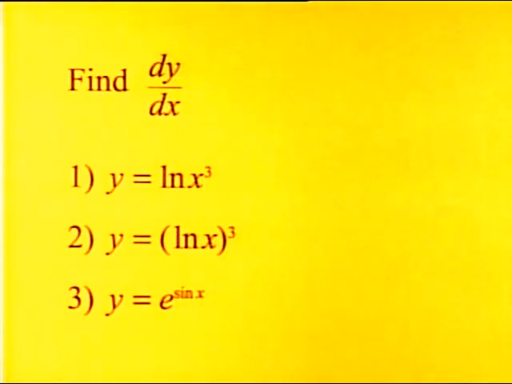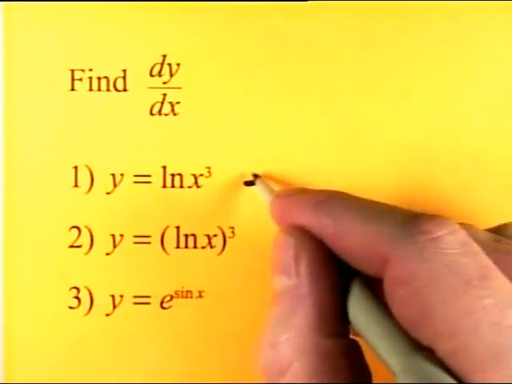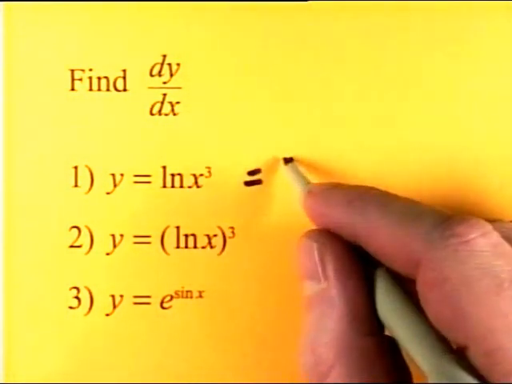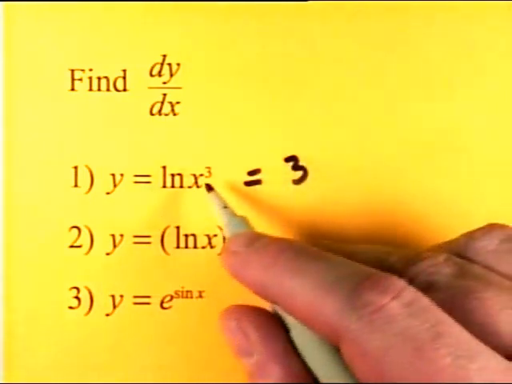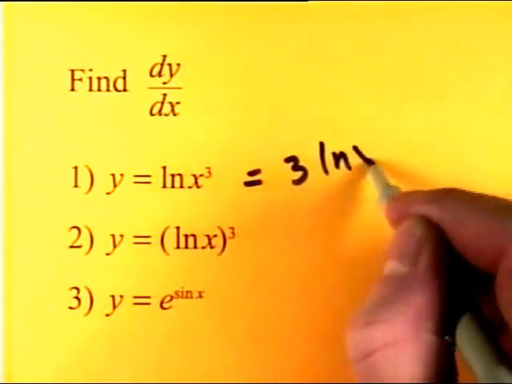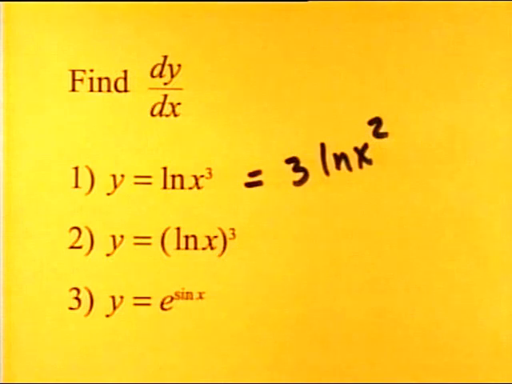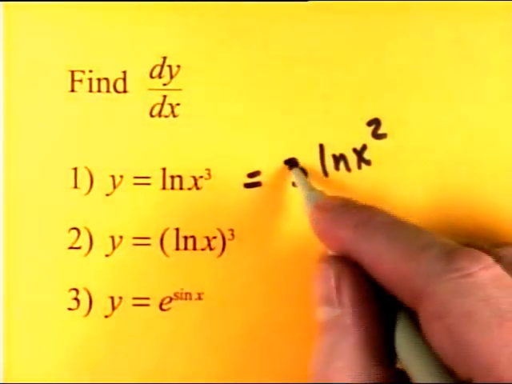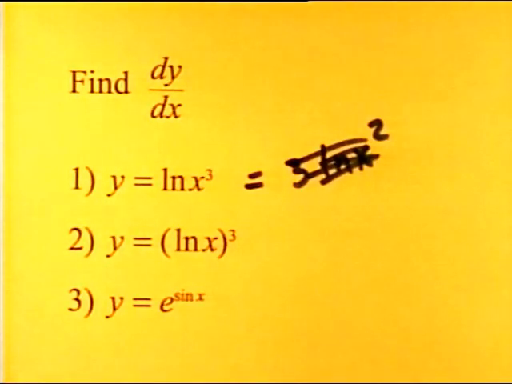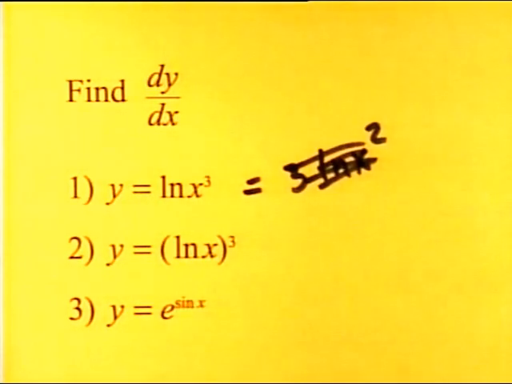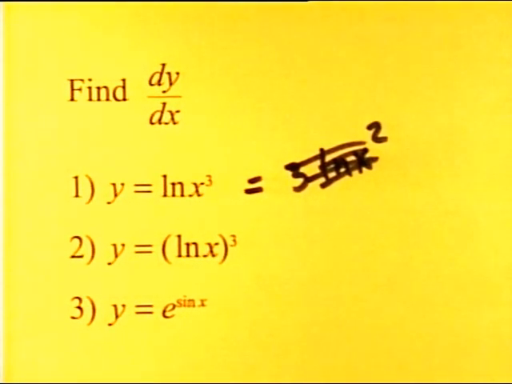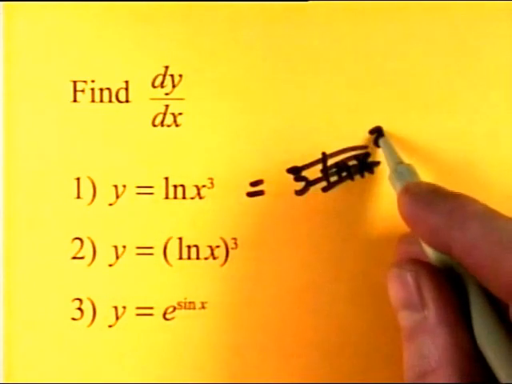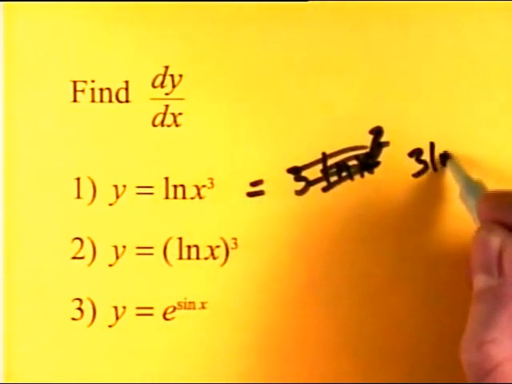Okay, go ahead and do these three problems real quickly. I guess you bring down 3, make it 3 times the natural log of x. Okay, so you want to rewrite it to be 3 natural log of x.